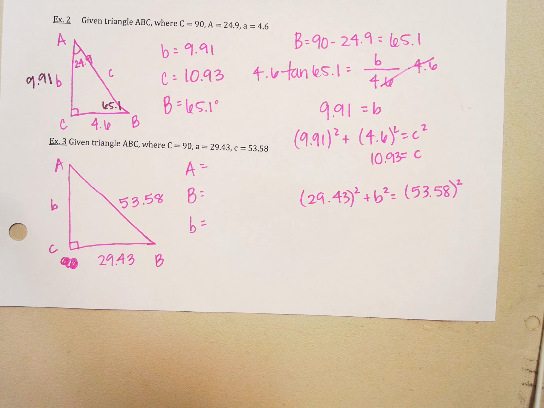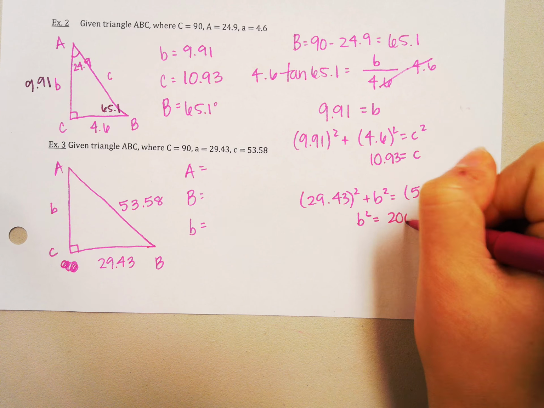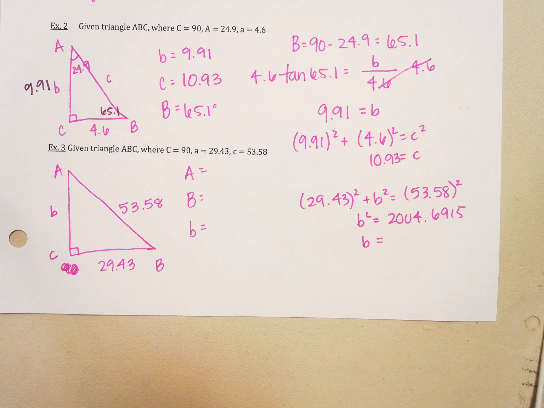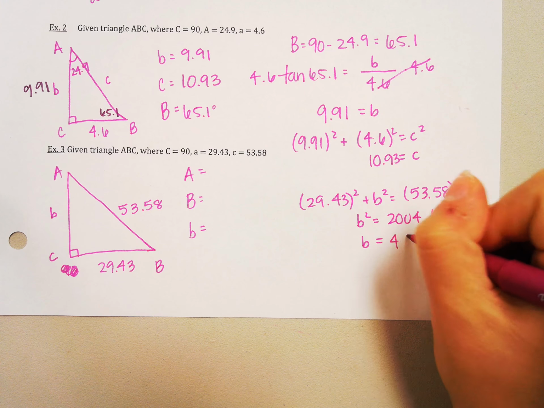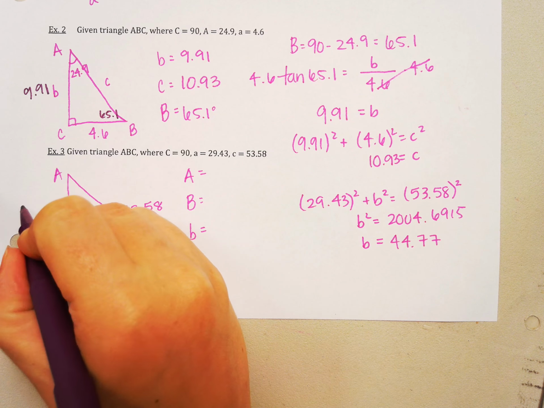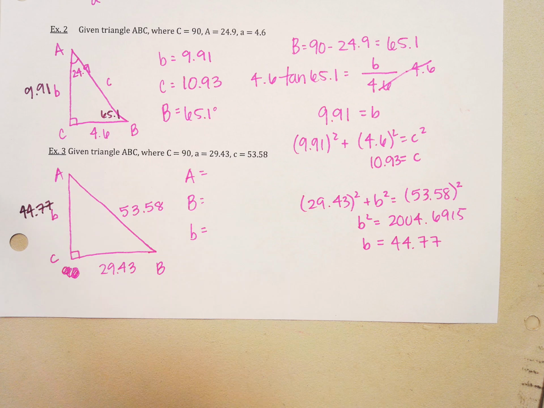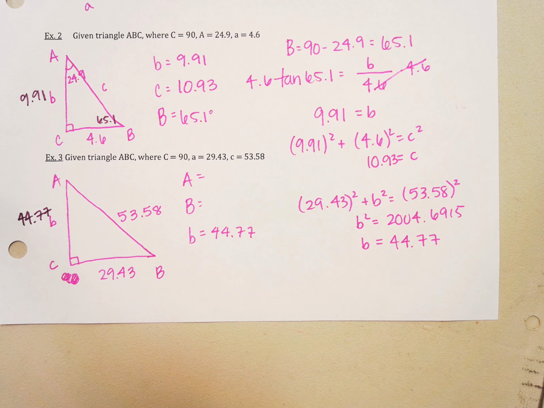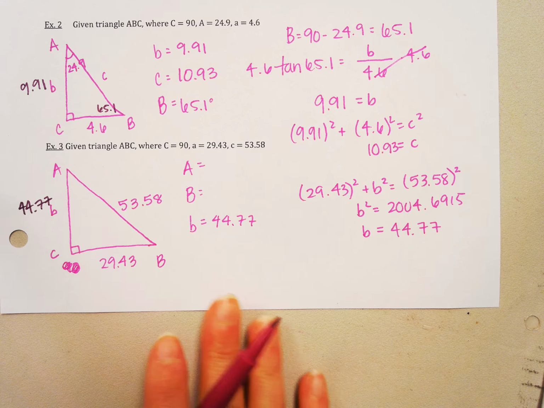So if I do that real quick, I don't have to show all those steps hopefully, 29.43 squared, so we'll get 2004.6915, and then take the square root to get 44.77 for our side length B. As a general rule of thumb, when you're given 2 decimal places, you should also round to 2 decimal places, but I'm not too particular on that. Should specify a little bit on rounding.